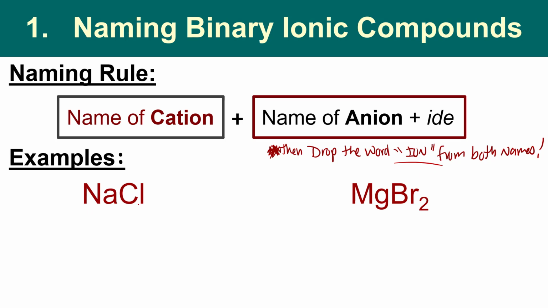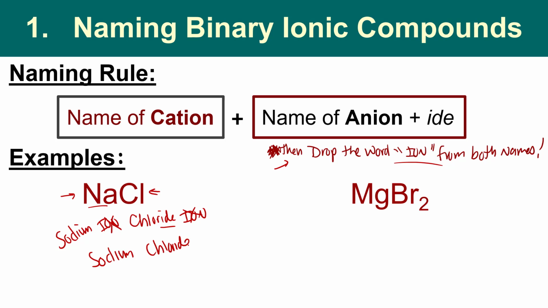Here I have NaCl. I recognize it's a binary ionic compound because sodium is a metal, so I'm going to name the metal ion first. From last video, I know that that's a sodium ion. And I'm going to name then my non-metal, and I know that's a chloride ion. Remember that we add the suffix "ide" and the word ion to that. And then, as it says here, we are going to drop the word ion from both names, leaving us with sodium chloride. Super easy. Let's check out this example over here.